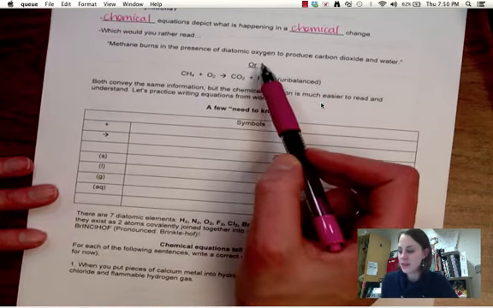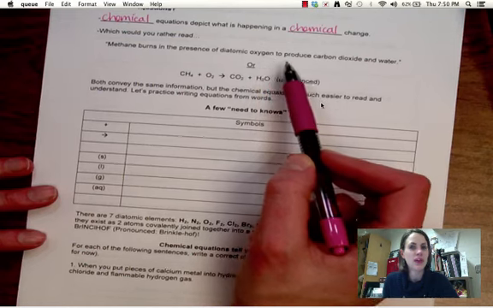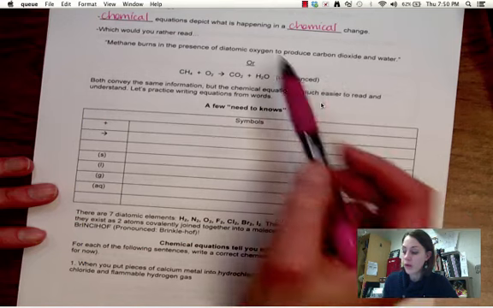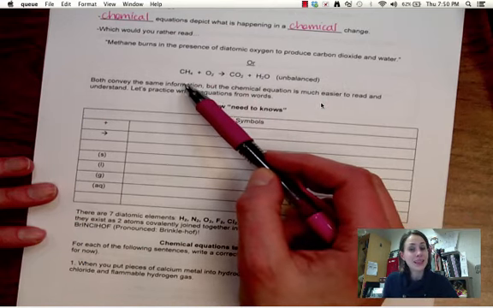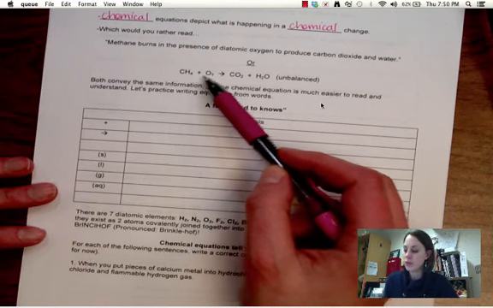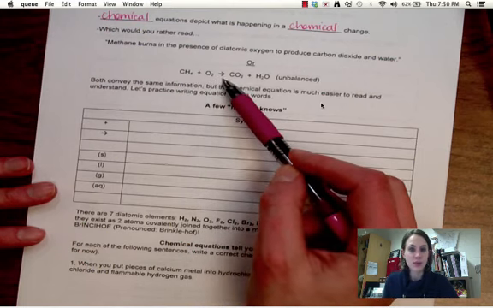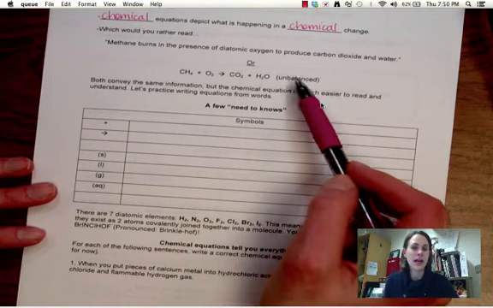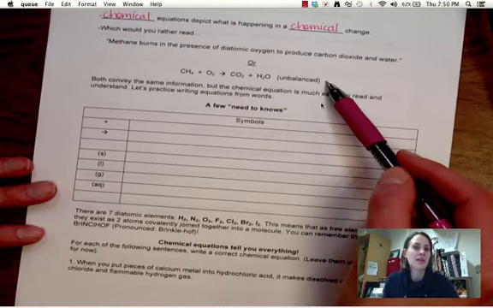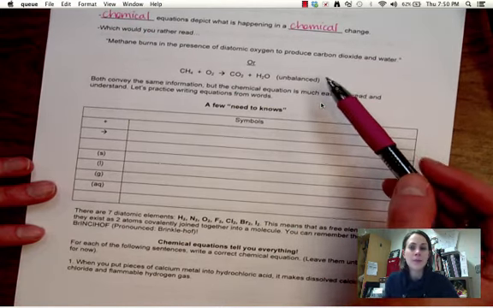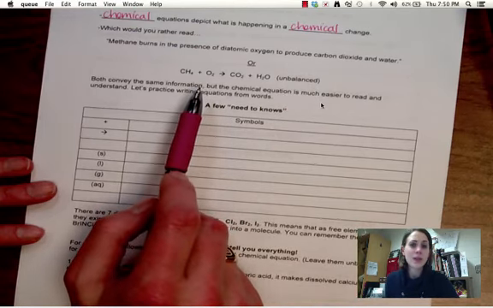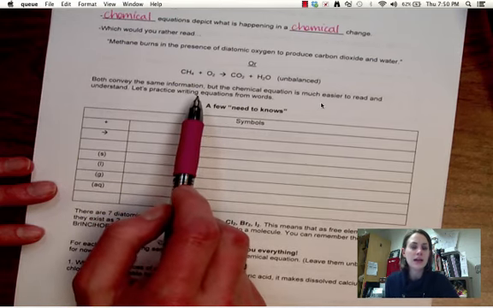Methane burns in the presence of diatomic oxygen to produce carbon dioxide and water. That's a lot of words and that's a lot to sift through. Or we could use the chemistry language to say formulas. We could say CH4, which is methane, plus O2 yields or produces CO2 and H2O. And right now this is unbalanced. But both of these are saying the same information, but this chemical equation at the bottom is much easier to read and understand. And so you will be expected to write both of these.